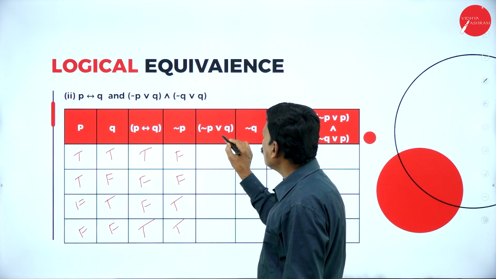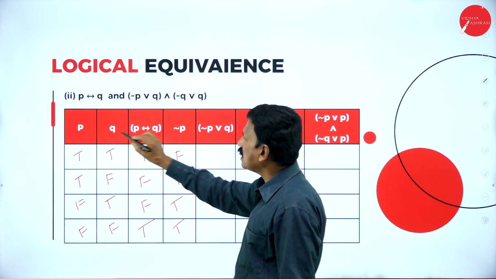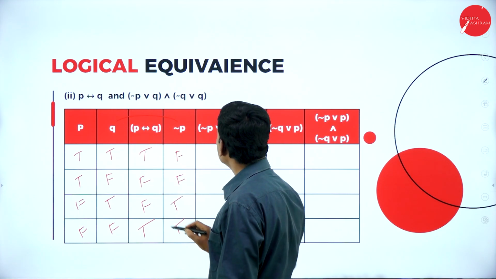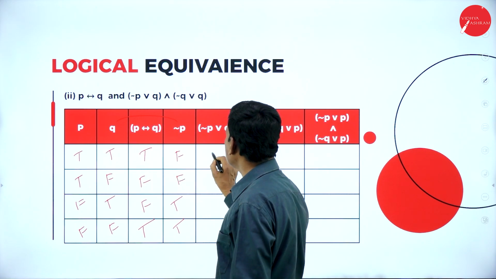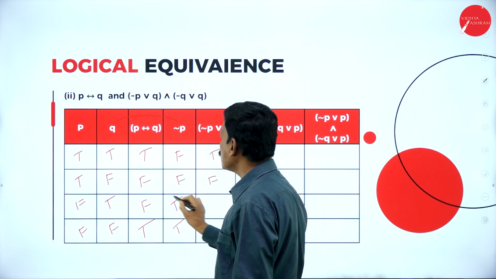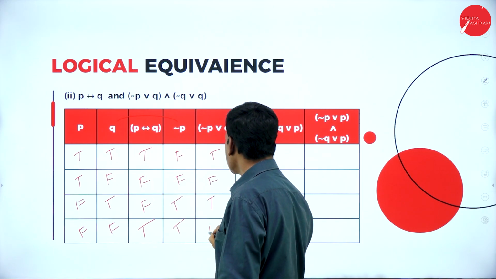Next, negation of P disjunction Q, this and Q, disjunction for these two. Disjunction means false and false is false, in all other cases it is true. False and true is true, false and false is false, true and true is also true, true and false is also true.